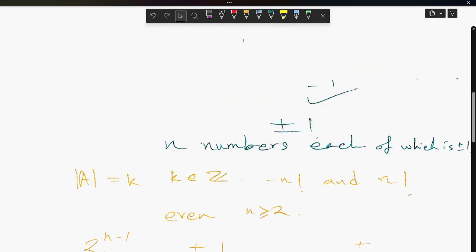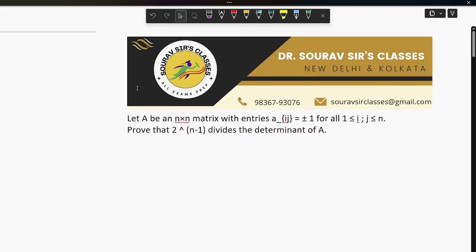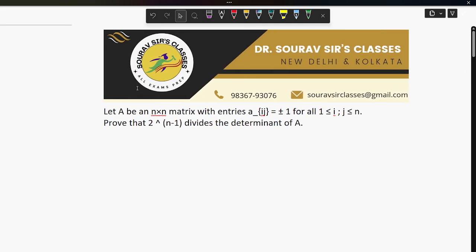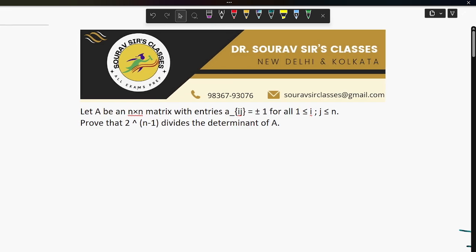So we have proved that 2 to the power n minus 1 divides the determinant of A, which satisfies the given definition here.